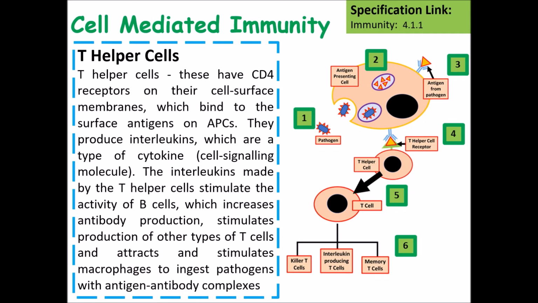T cells can differentiate into a number of different cells. The first one being the T helper cell. T helper cells will produce interleukins. An interleukin is a particular type of cytokine. A cytokine is a cell signaling molecule. The interleukins made by the T helper cells stimulate the activity of B cells, which can then produce antibodies against the antigen which is being presented.